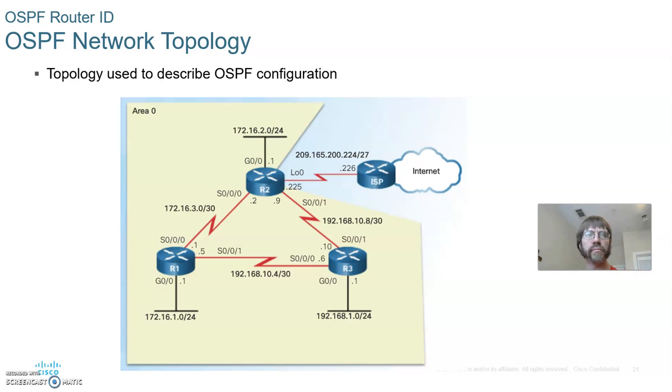I've got some Class B and Class C /30 addresses for my serial lines. I've got some Class B and some Class C /24 access layer networks. Now, let me see if I can get to the next slide.